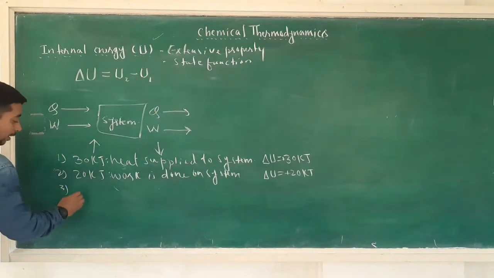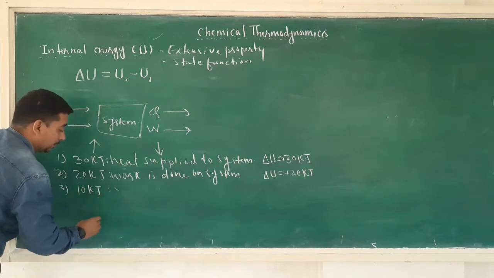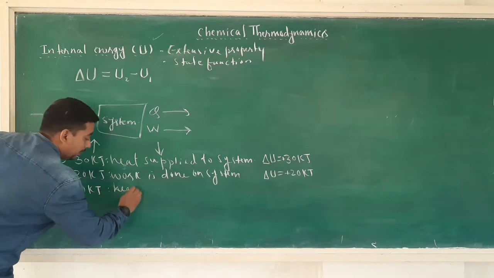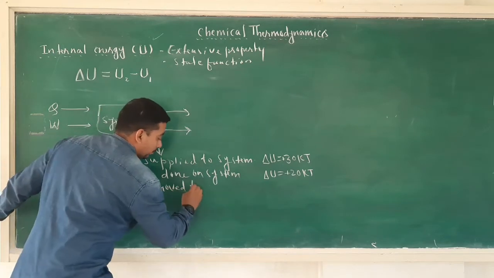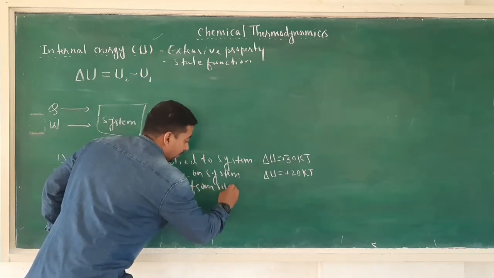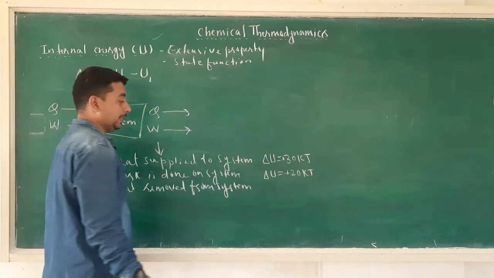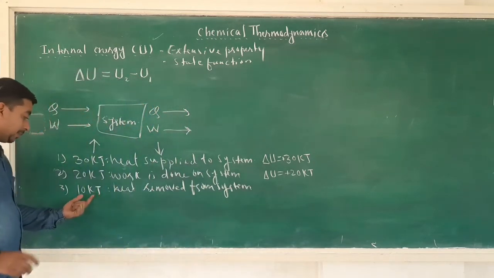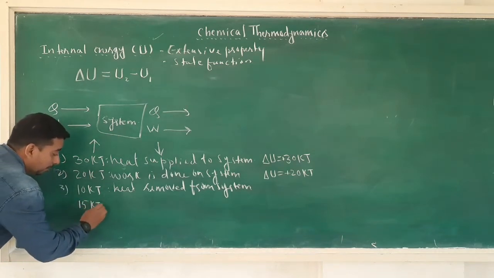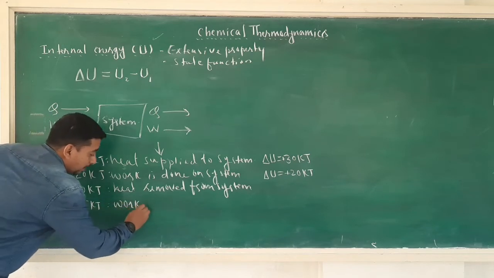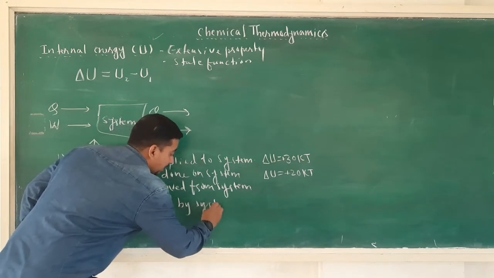The third one: if 10 kilojoule of heat is removed from the system, it will be taken out from the internal energy of the system, or the internal energy of the system is decreasing by 10 kilojoule, and simultaneously 15 kilojoule of work is done by the system on the surrounding.